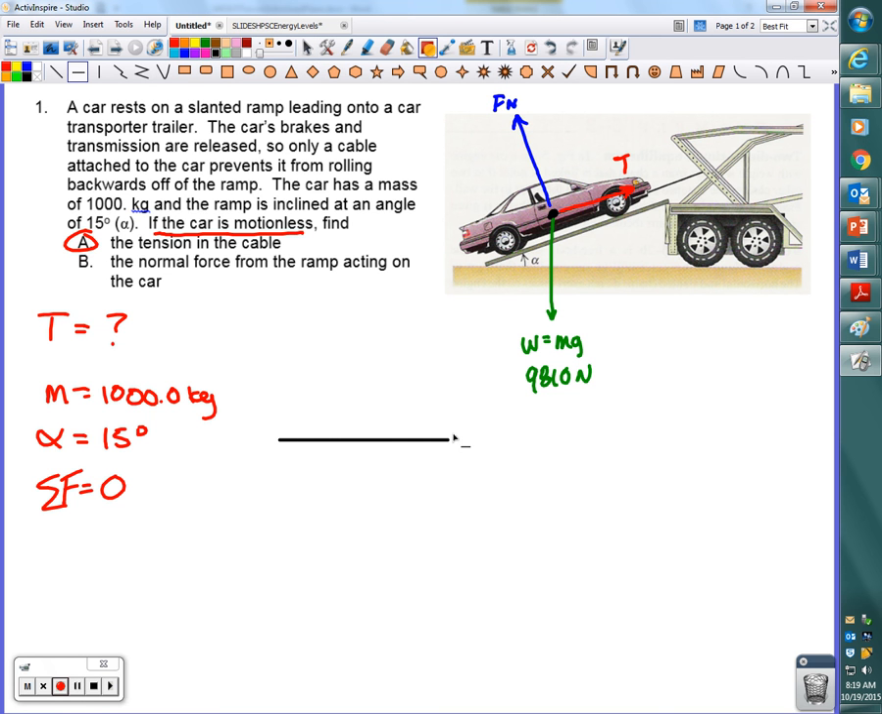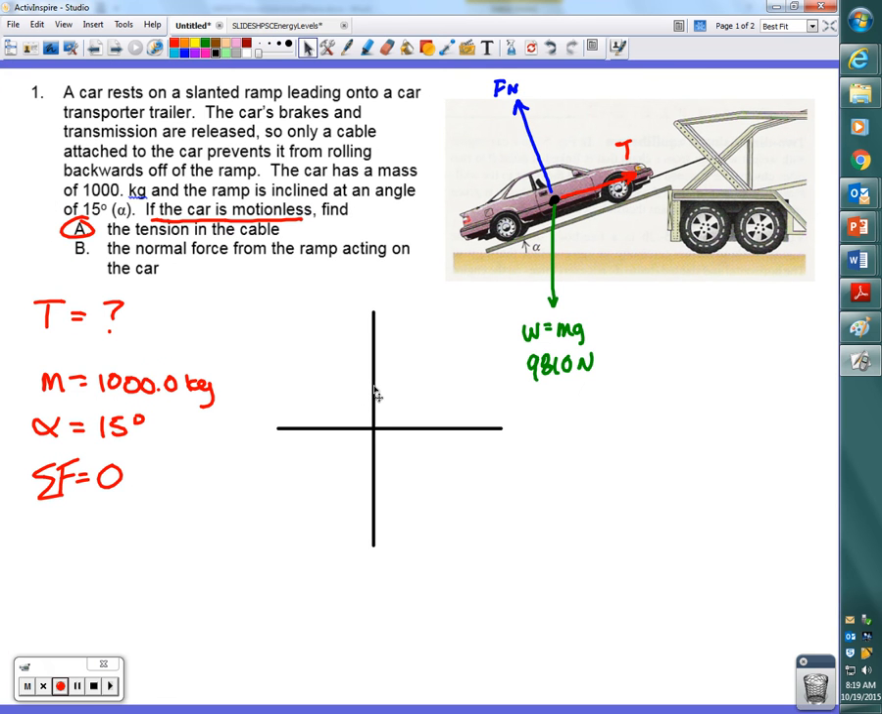We'll go here and give ourselves an x-axis, and here give ourselves a y-axis. I'm going to move this over a little bit.